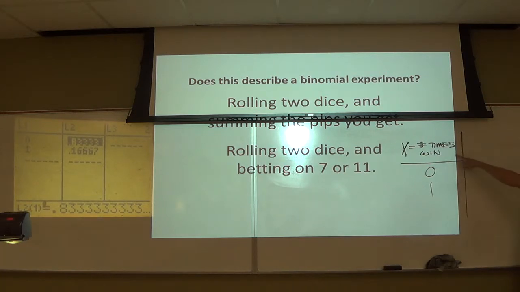You would just define your random variable differently. You would say X equals the pip sum that you got. So you might put 7, and then 11, and then everything else. But you can make this binomial, yes? You either win or you lose, based on the results. Is that fair? Okay, good.